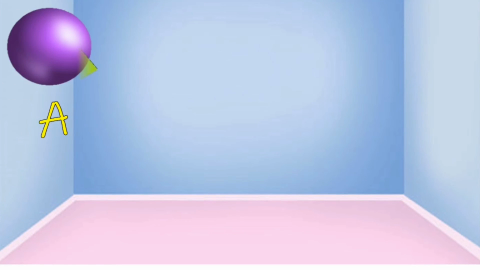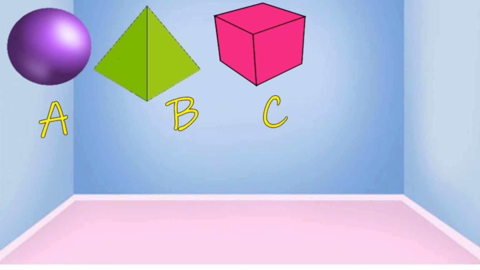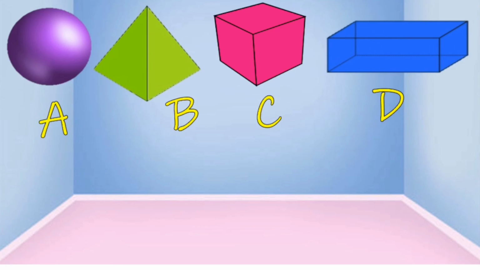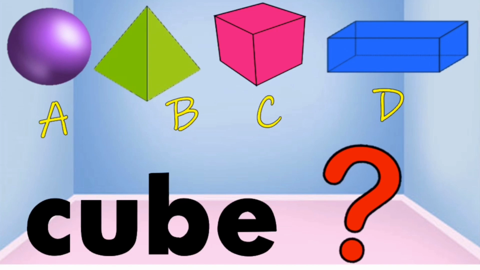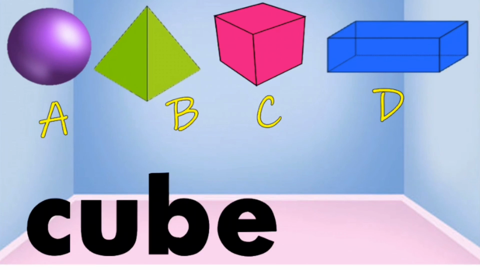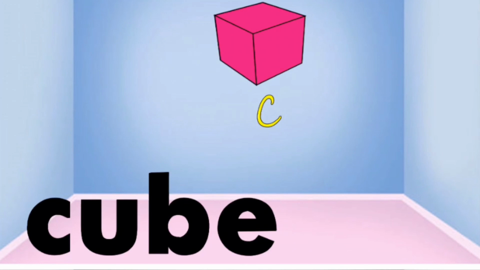Now let's do some practice. A, B, C, and D. They are 4 different shapes, right? Which one of these is a cube? Which one of these is a cube? You have 10 seconds to answer. Now, did you get the right answer? Well, the answer is letter C. The pink shape is a cube. Great job, kids.